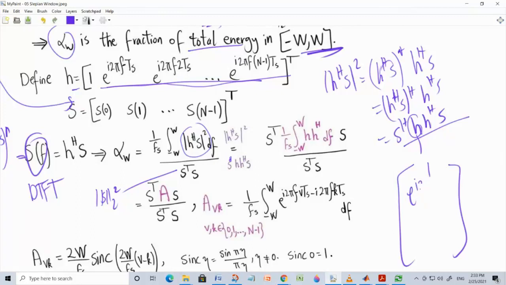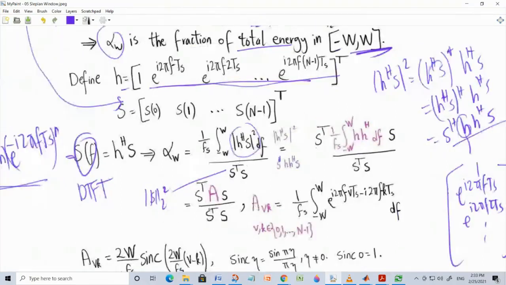H is this vector: 1, e^(i2πf Ts), e^(i2πf 2Ts), up to, basically, this number becomes n minus 1. The S's are those S0, S1, up to S(n-1). Those are not a function of frequency or anything. Those are the time domain samples, and they are unknown. We want to solve the optimization problem so that we can get them. So we can take the S's outside the integral, and of course this integration means an integration element by element. Nothing fanciful is meant here.